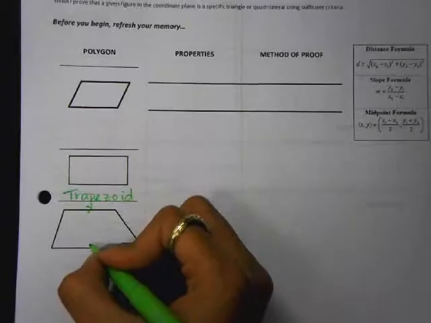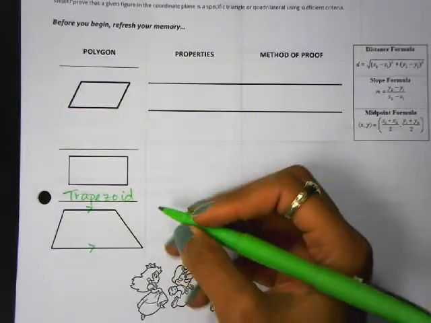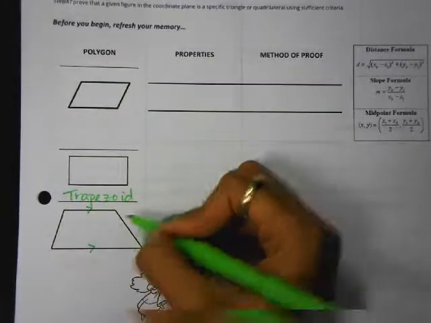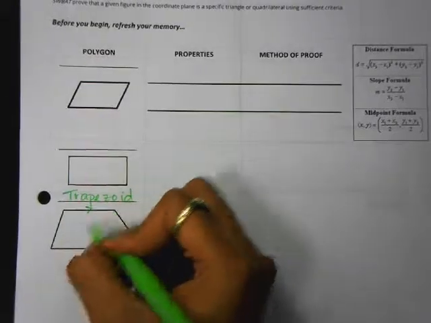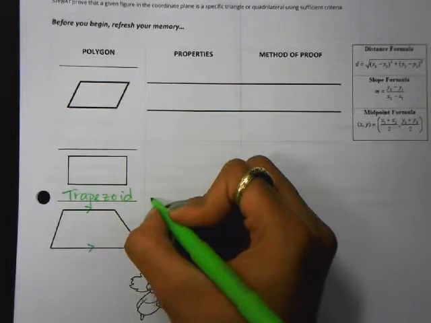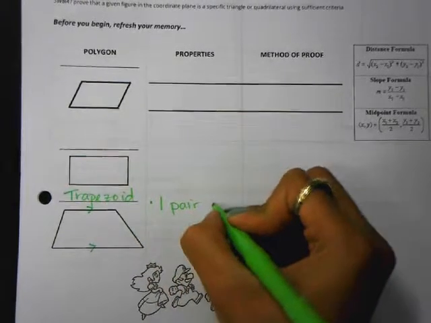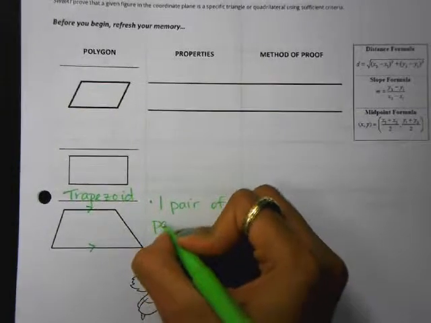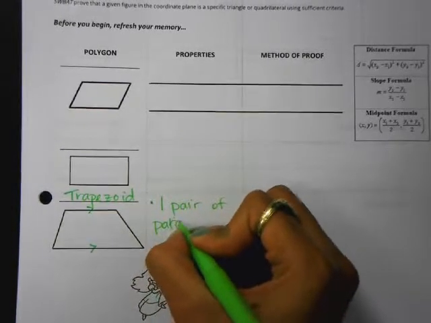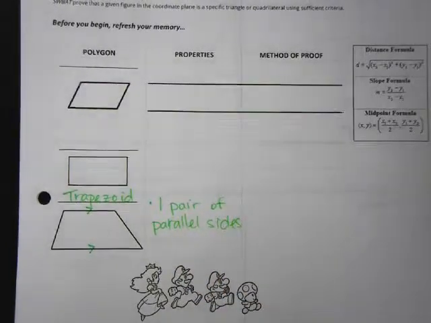Now, here's the pair here. What do we call these two? They're bases, yeah. And these are your legs. So our two bases are the two parallel sides. For a trapezoid, all we have to do is prove that it has one pair of parallel sides.